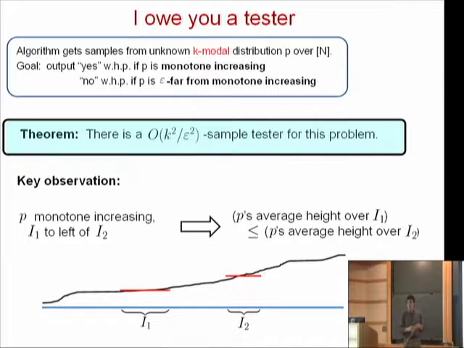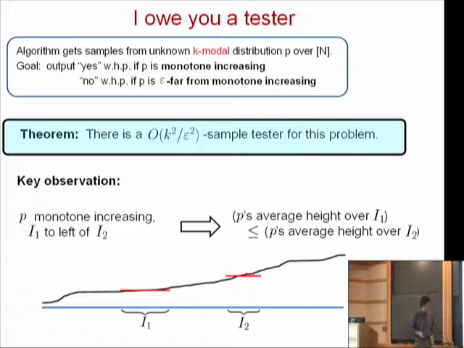This was the problem where we have an unknown distribution. It's promised to be k-modal, and we want to tell: is it actually monotone, or is it epsilon far from monotone? I claim that we have a k squared over epsilon squared sample tester for this problem. So in the next couple of slides, I'll try to convince you of that. It's really a very simple algorithm, and the analysis is also very simple.